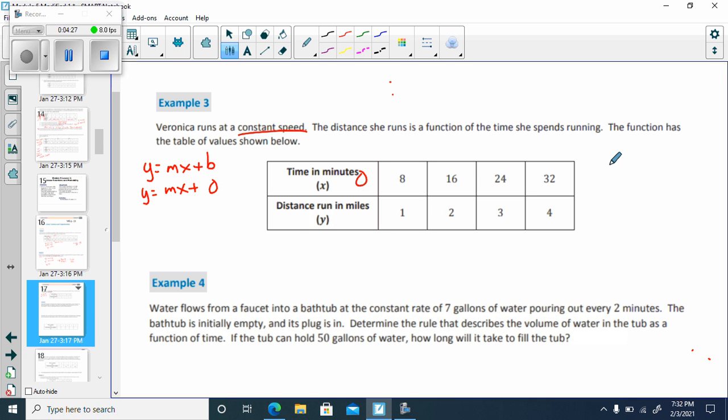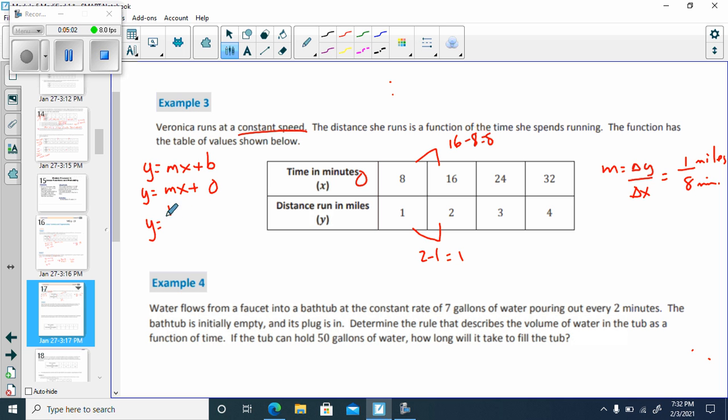Y is equal to mx plus b. We need to find our m. We know that m is equal to the change in y over the change in x. Here's our y's. This would be 2 minus 1, which is 1, over, see, we started with 2, so we start with 16 here. 16 minus 8, which is 8. The change in y is 1. The change in x is 8. This means 1 what? 1 mile for what? 8 minutes. She's going 1 mile every 8 minutes.